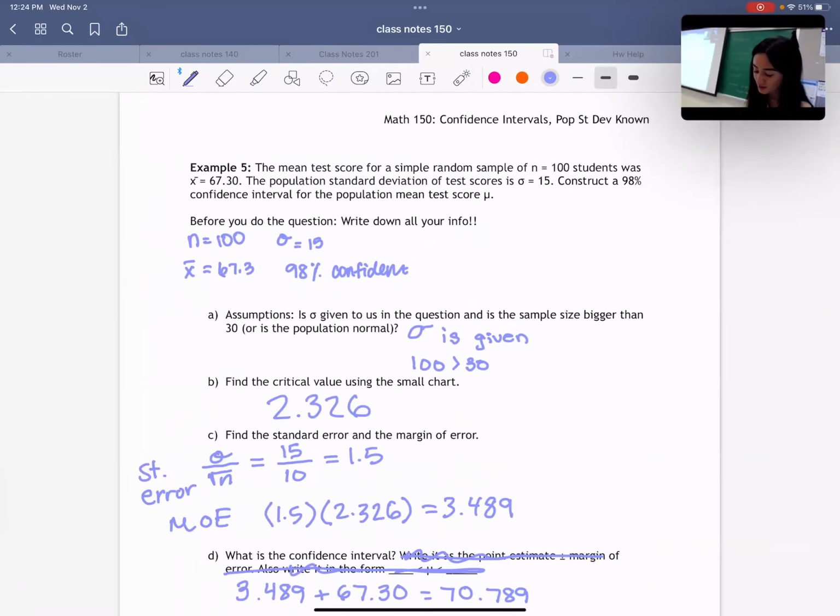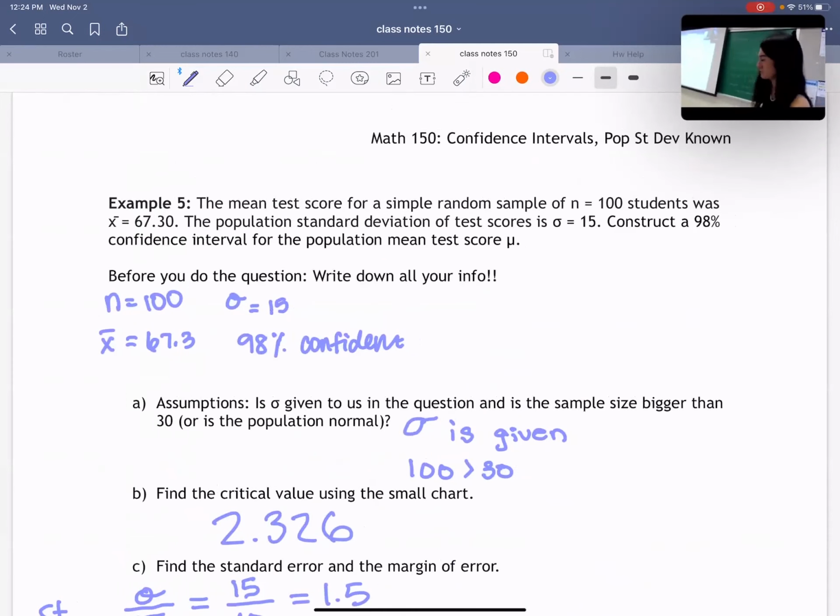All right, in this example, we have the mean test score for 100 students was 67.30, which I hope never happens in my class. Please don't make that the mean test score. Make me cry a little bit. The population standard deviation was 15, and we wanted to construct a 98% confidence interval for the population mean. Now, for this question, it kind of gave you what the symbols were. Usually, I'm not going to make you guess too much, but sometimes I'll use the word sample mean instead of X bar, so that's something to look out for.